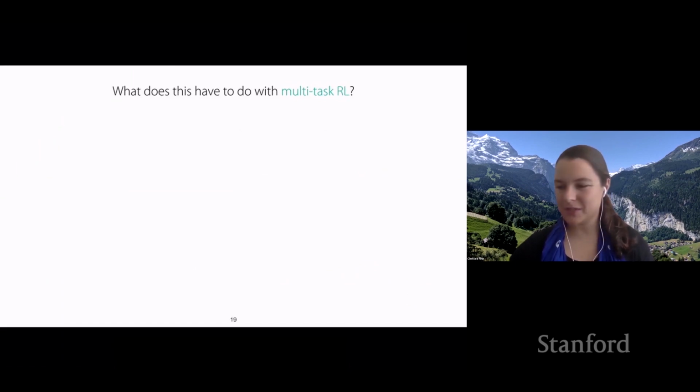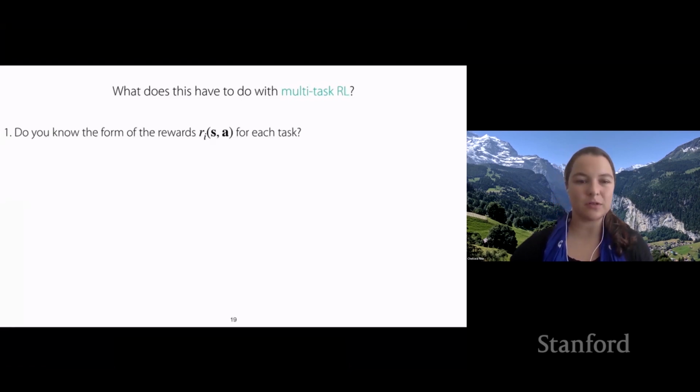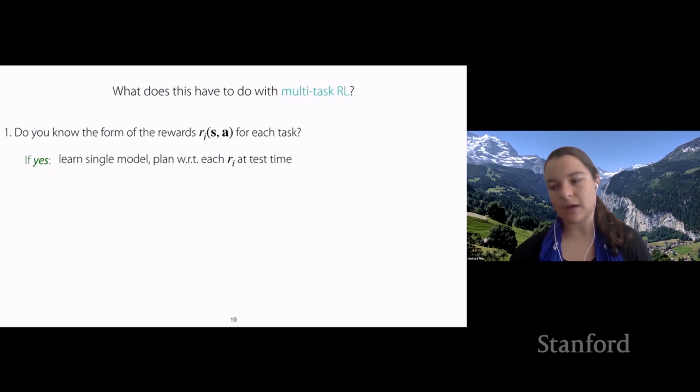What does this have to do with multitask reinforcement learning? How you actually apply this to a multitask RL problem depends on the form of your reward function. So if you know what the reward function is, if you know how to evaluate it, then you can just learn a single model of the dynamics. And then whenever you run the planning procedure to optimize over your actions, you consider the reward function that you care about at test time and plan with respect to that reward function.